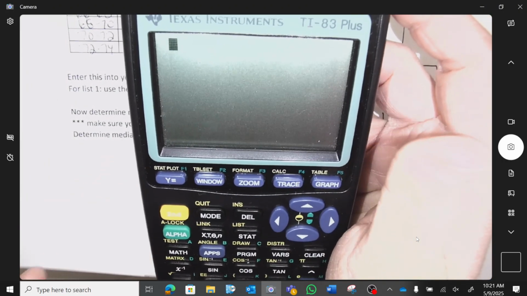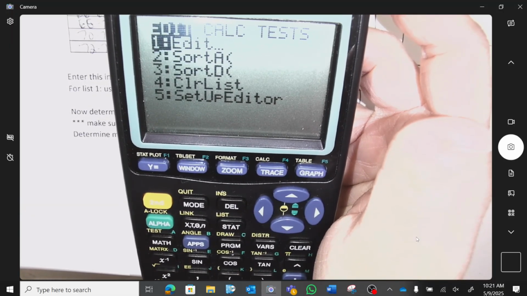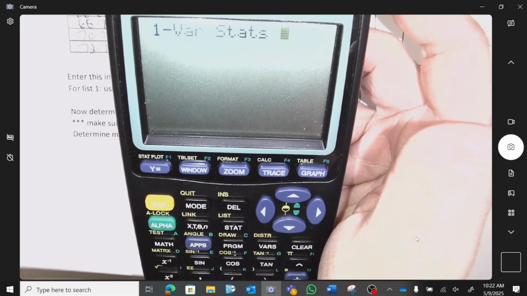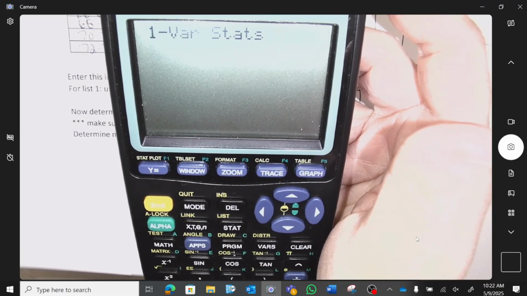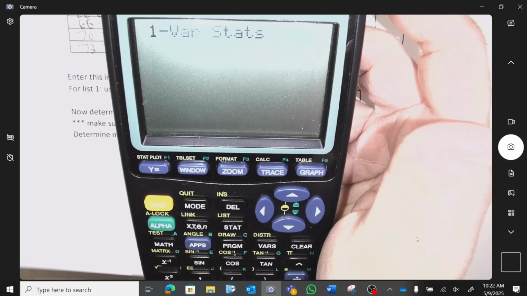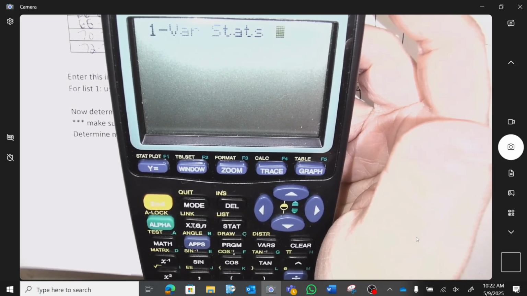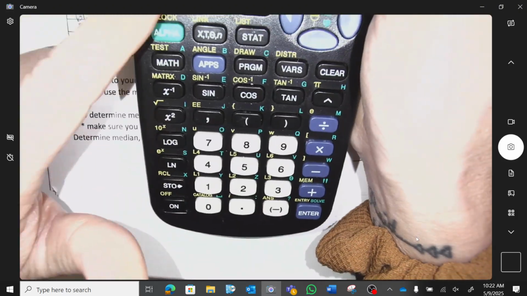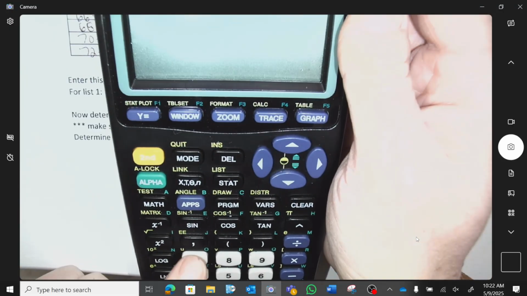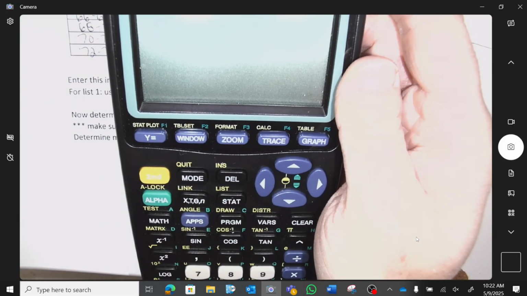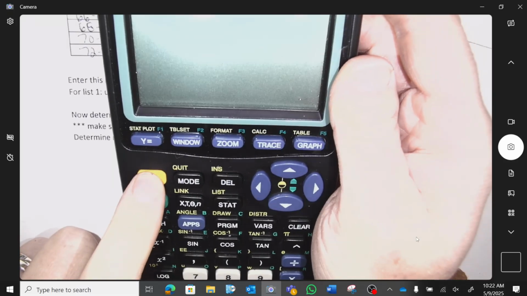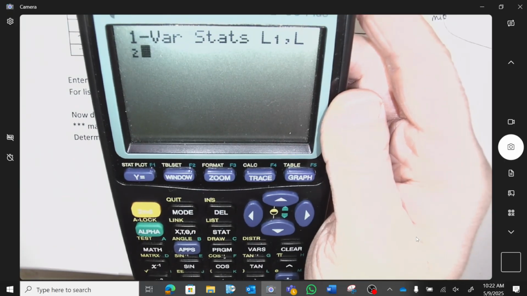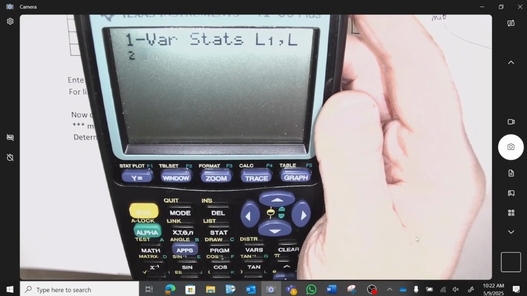Home screen from yesterday. Stat. What was the next button we did? Calculate, one variable statistics, but do not push enter. Why not? Because we have to get it to take both columns. So we're going to go L1. We have to physically type that. Do you remember how to do that? Second, L1. Close the bracket and then another bracket. Comma. Second, L2. You have to press enter on calc once you're on calc.